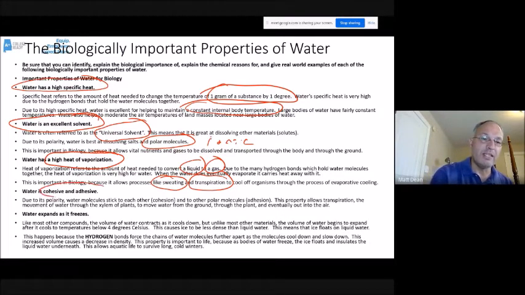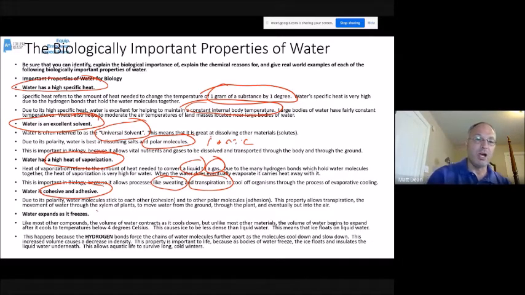Water is also cohesive and adhesive. Cohesive means water sticks to itself. And we know that happens because water's polar and that water molecules form hydrogen bonds between each other. Water is also adhesive. That means it sticks to other polar things. For example, the xylem, the water tubes in a plant, are polar, and that helps water to move through it. The roots are polar, and that helps water move into the roots of a plant.